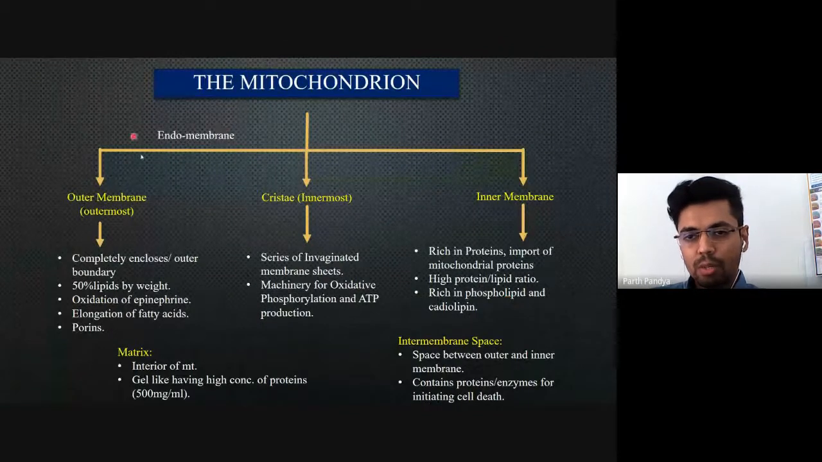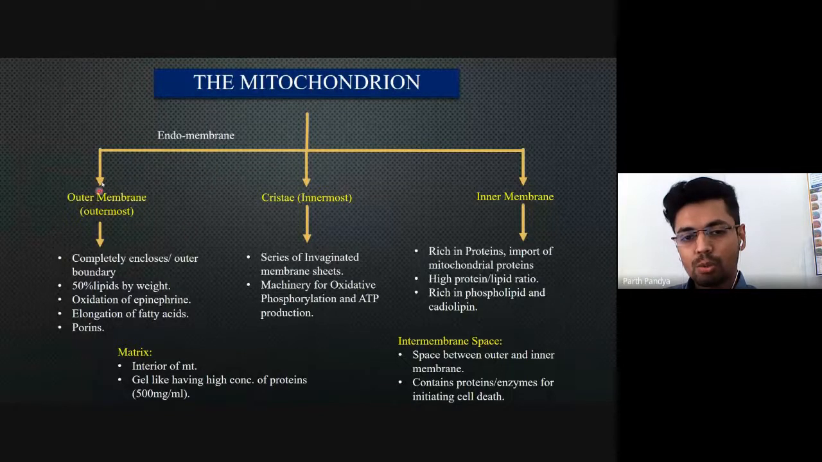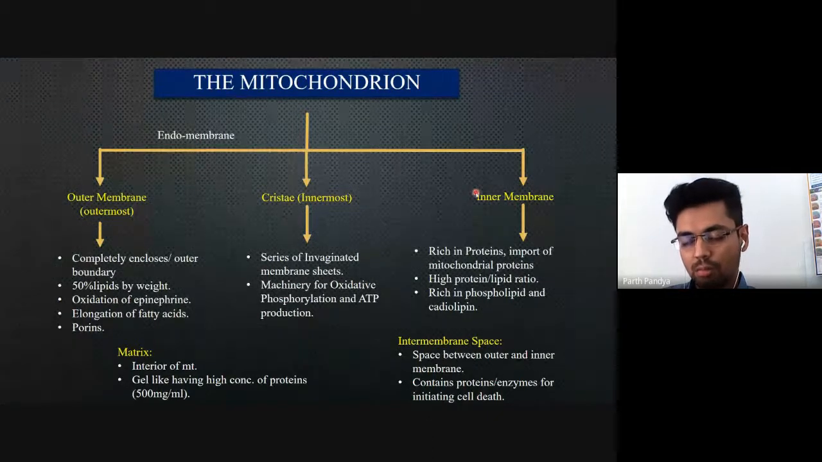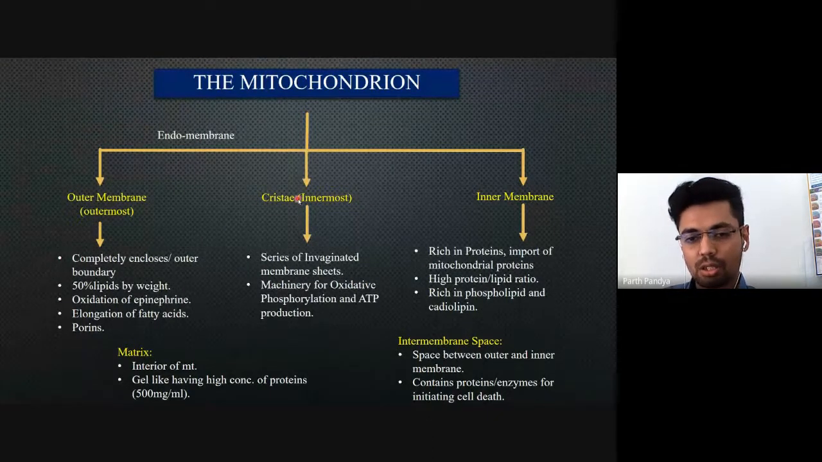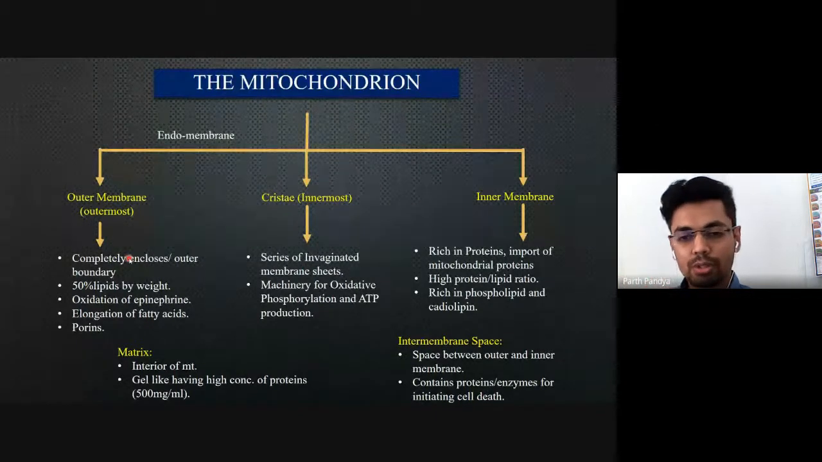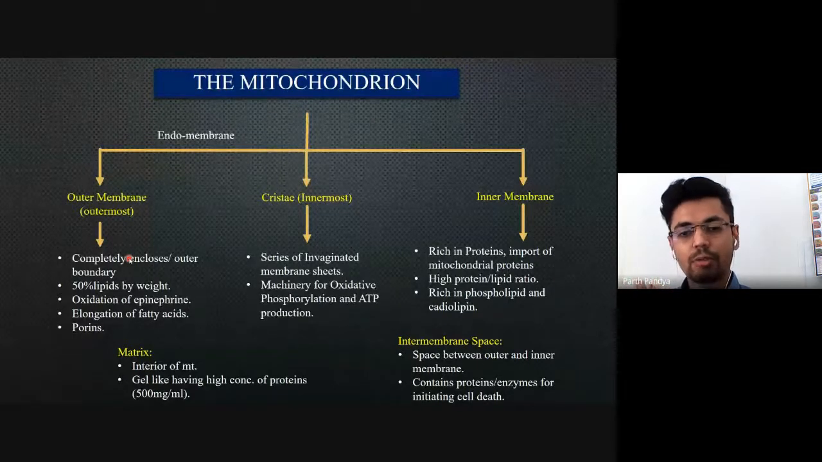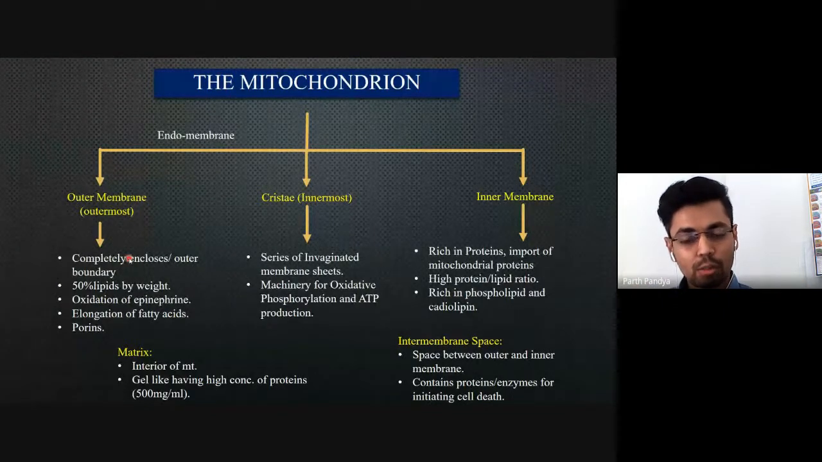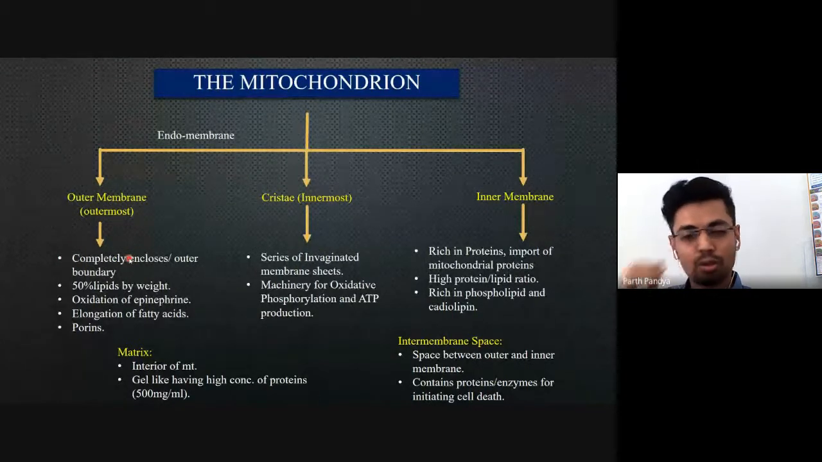So it's an endomembrane system, and we already classified the mitochondria into that. As we know, it has the outermost layer, the outer membrane, the inner membrane, and the innermost layer, the cristae. The outermost membrane encloses the outer boundary, and it consists of 50% lipids. Epinephrine oxidation, a neurotransmitter process, has been found in the outer membrane, as well as the elongation of fatty acid chains. The outer membrane has specialized porins.